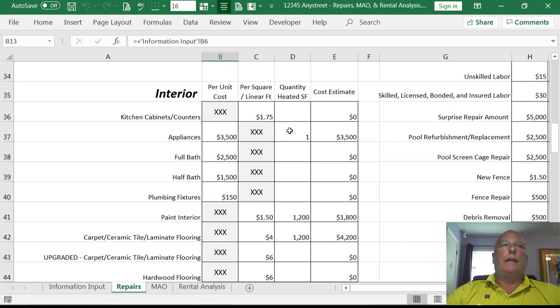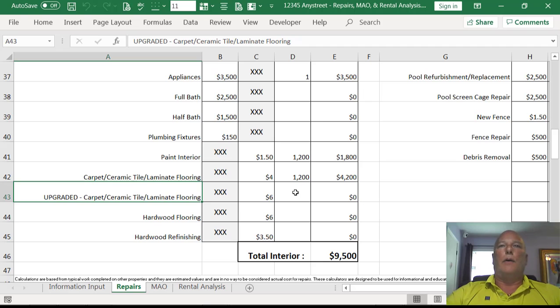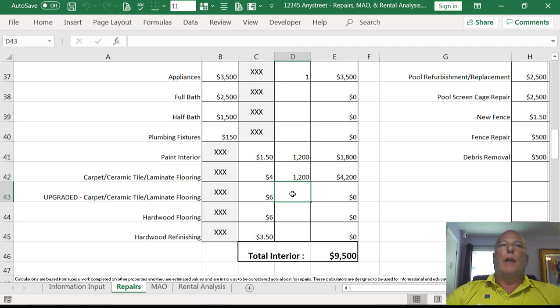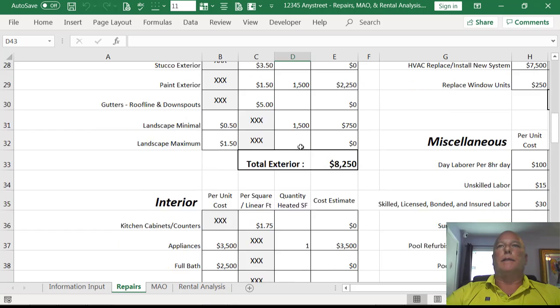Looking down here a little bit further, if you're replacing appliances, I always recommend that for investors. It always looks nice. Painting the inside, doing the flooring. If you're in a higher valued home, you may want to upgrade the flooring. Same way with the landscape. If you want to upgrade that, you can do that as well. But you can see here, 50 cents times the total square footage comes out to $750 for landscaping. That's mulch and a couple of bushes, maybe some flowers. That's it.